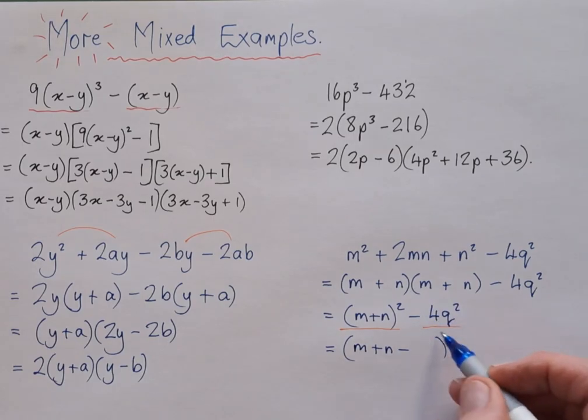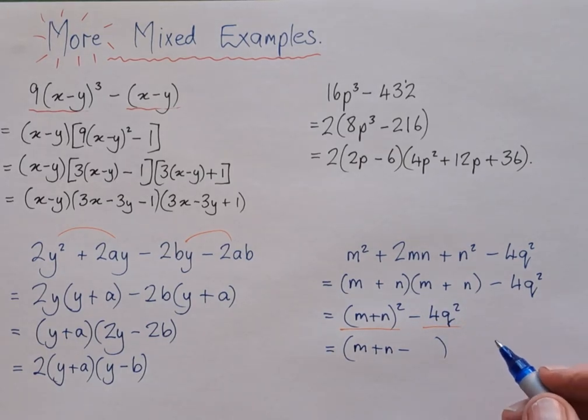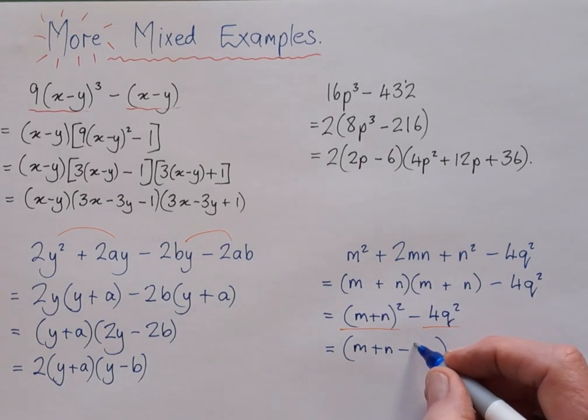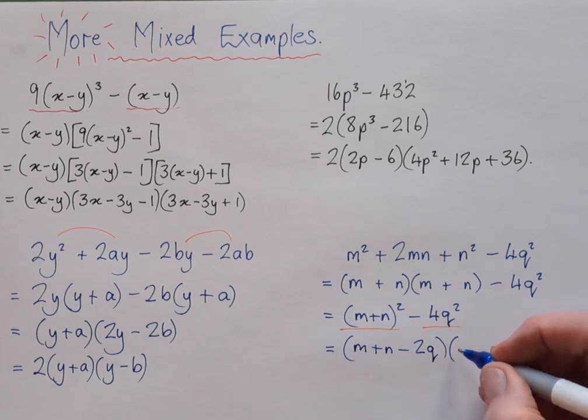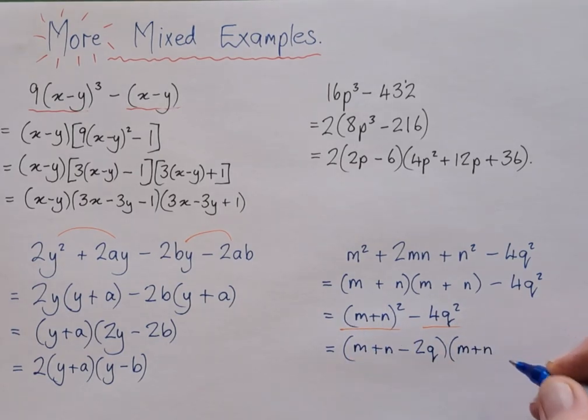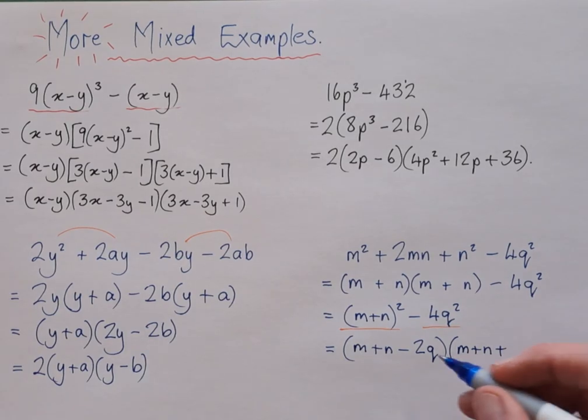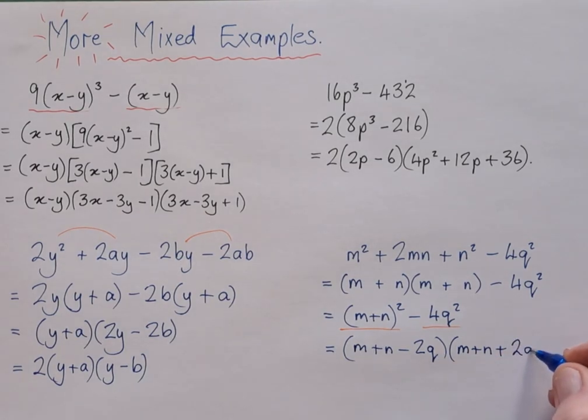Minus, what's the square root of 4q squared? Square root of 4 is 2, and q squared square rooted is just q. In my other bracket, I'll again have the m plus n, and then instead of a minus sign, because it's dots, I'll have a plus sign with exactly that same square root.